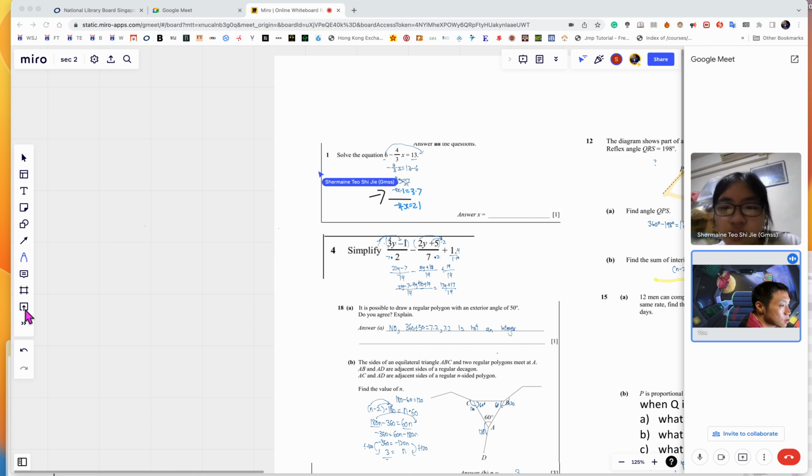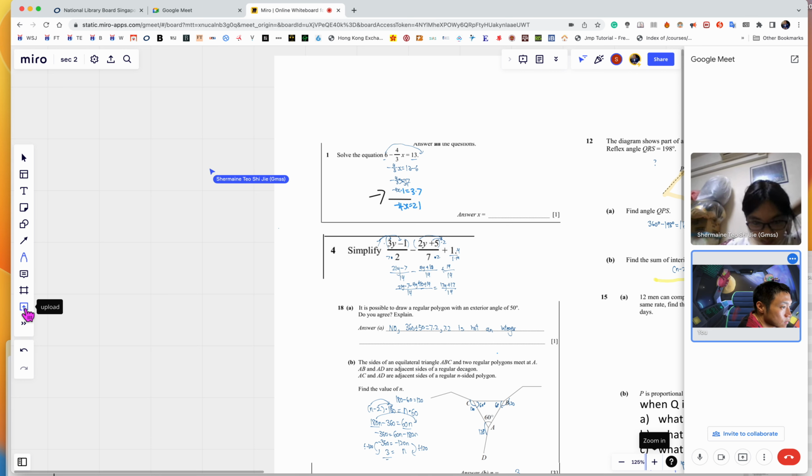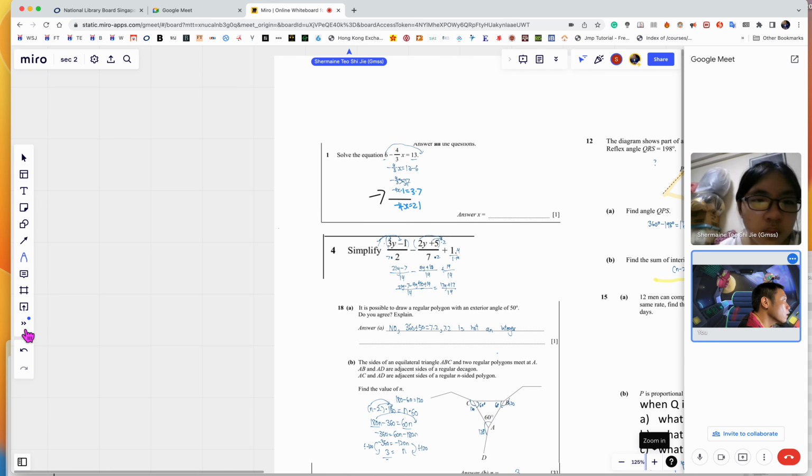Can you see that there is an upload symbol? Can you move your cursor to the upload symbol? Here. Can you see my cursor? It is here. Then you can upload straight away, right now. Or you don't know how to upload. Okay, never mind. You upload to your drive now.